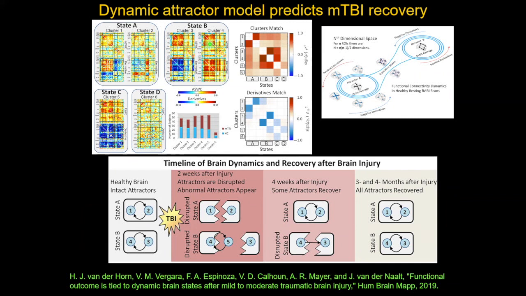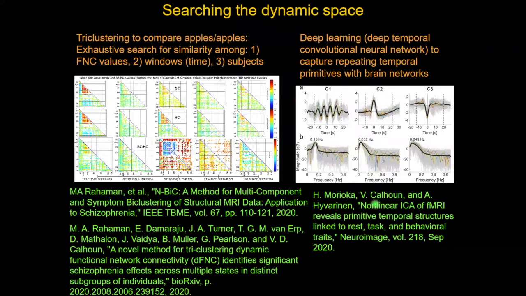You can model that again as a set of attractors that move around relative to one another and grow closer and farther, in an oscillatory-type network. We looked at this in the context of TBI, and we found, pretty interestingly, Hans van der Hoorn showed that these attractors get disrupted briefly after injury, partially recover, and then in a longitudinal study 3 or 4 months after, showed that they were fully recovered.